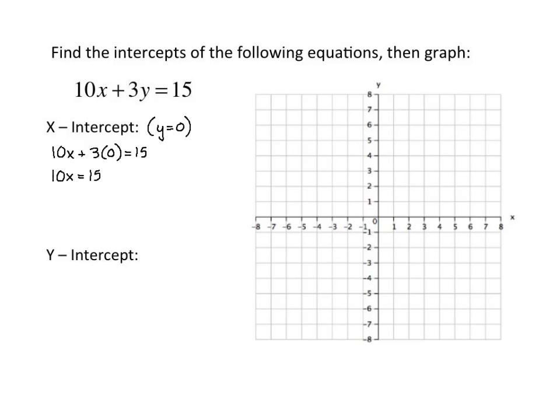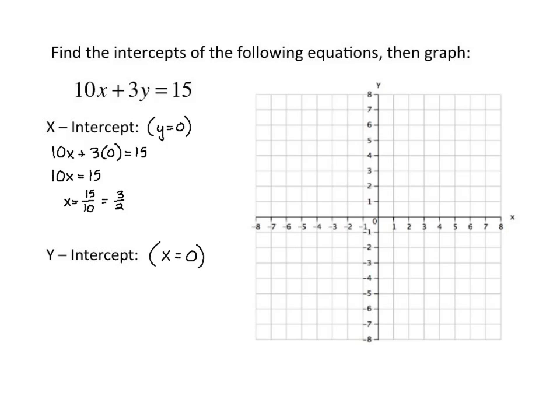And now if I divide by 10, I get that x equals 15 over 10, which can simplify down to 3 over 2. That's good. Now one thing you might notice here is that this is not a nice integer. We'll come back to how to plot the fraction 3 over 2 in just a minute. But for now, let's find the y-intercept first. Remember that on the y-axis, x is equal to 0.